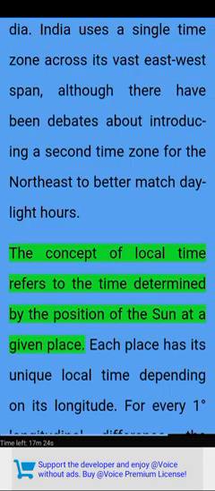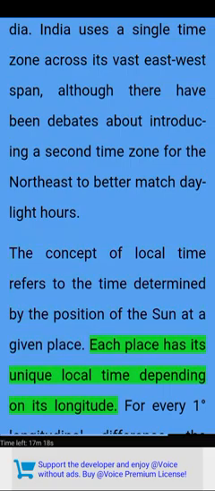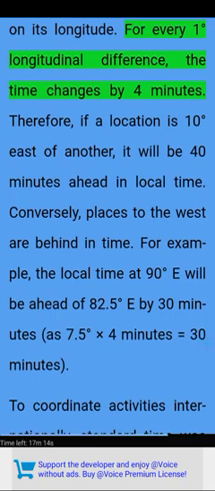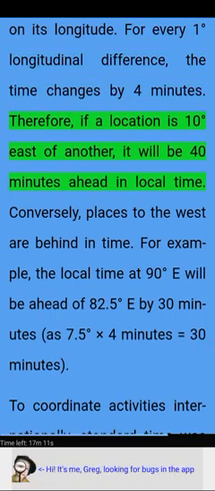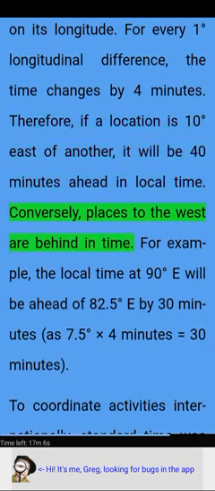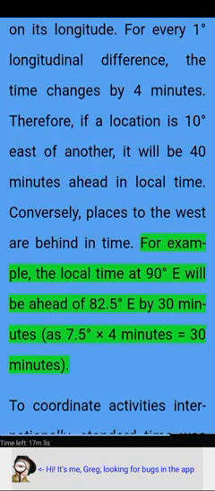The concept of local time refers to the time determined by the position of the sun at a given place. Each place has its unique local time depending on its longitude. For every 1 degree longitudinal difference, the time changes by 4 minutes. Therefore, if a location is 10 degrees east of another, it will be 40 minutes ahead in local time. Conversely, places to the west are behind in time. For example, the local time at 90 degrees east will be ahead of 82.5 degrees east by 30 minutes, as 7.5 degrees times 4 minutes equals 30 minutes.